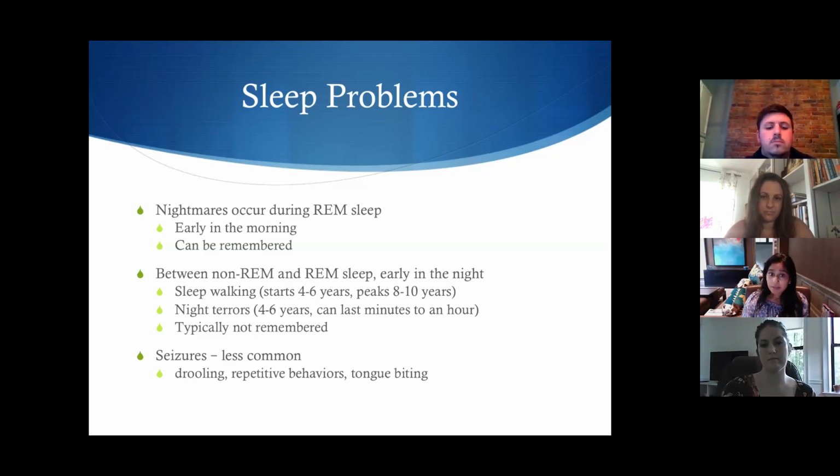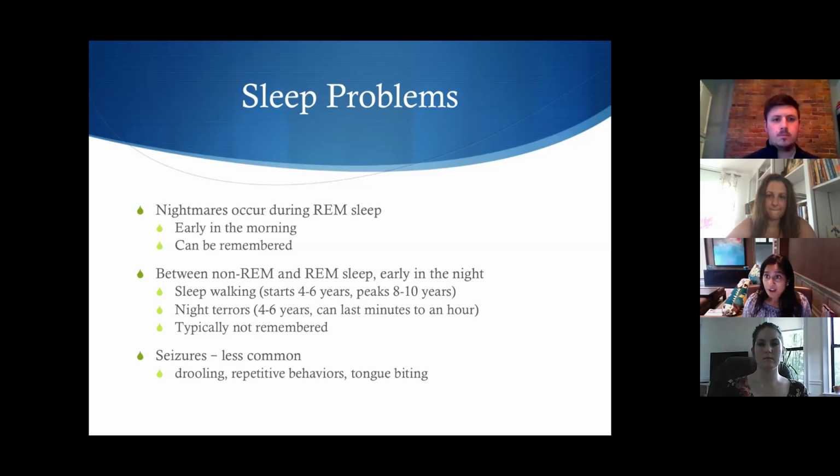Between non-REM and REM sleep, there are a couple of different things that can happen. A really common one that I hear about is sleepwalking. So children who get up and start walking around don't have a lot of awareness necessarily of what they're doing. That happens typically between 4 to 6 years of age, most common around 8 to 10 years of age. Usually that occurs earlier in the night.